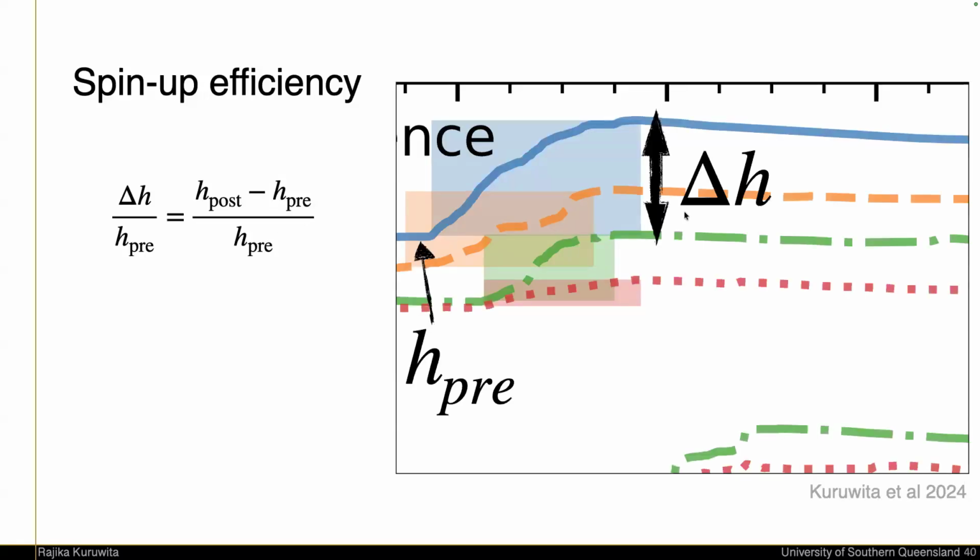And I want to quantify these spin-up events. So I just compare the spin post-event and pre-event. I just take this delta H and calculate a percentage of how much it spun up.